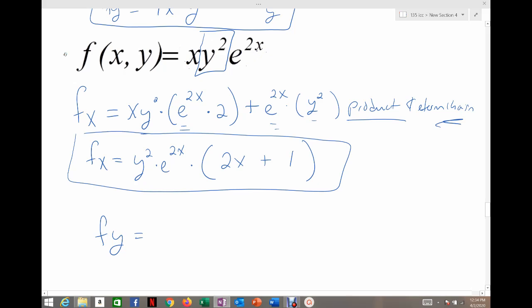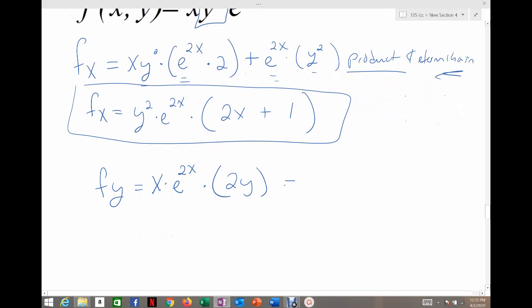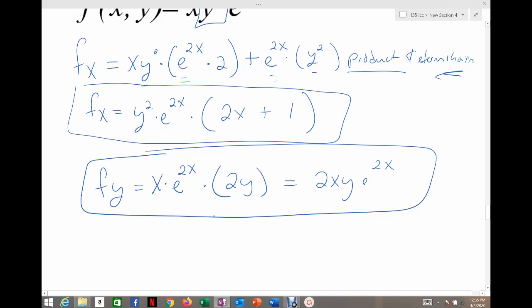e to the 2x, because x is being held constant, is also an irrational constant, but it's a constant. And so the x and the e to the 2x comes along. The only part I'm taking the derivative of is the y squared. Right, the derivative of y squared is 2y, and it's fine if you leave it like that. We like to rewrite it with the 2y in the front, and then I like to order x first, then y. And so I'm going to simplify it to 2xy e to the 2x. But again, that is a minor thing. If you left it like this, that's fine.